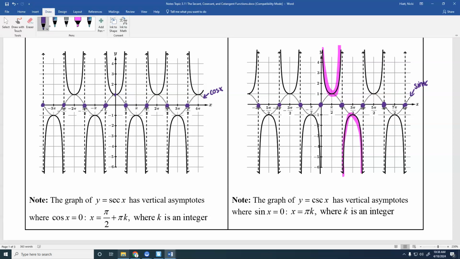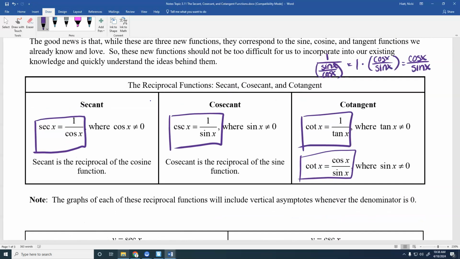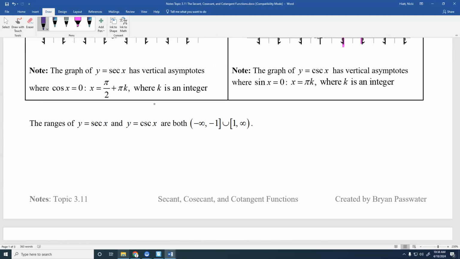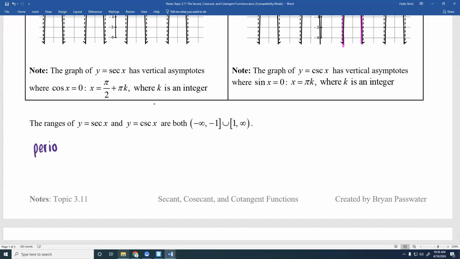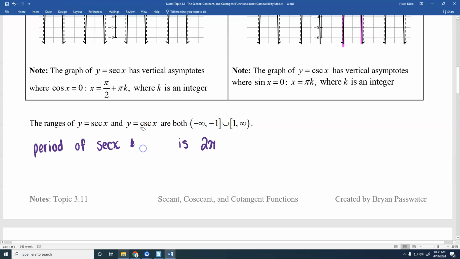Unless I'm missing it, he didn't put the period anywhere here. I don't think so, unless it was up earlier. Yeah, he didn't put the period there. So let's add that the period of secant x and cosecant x is 2 pi. Right, so same as sine and cosine, which should make sense because they're based off of sine and cosine. So they should have the same period as sine and cosine. I don't know what I'm thinking. Cosecant there.